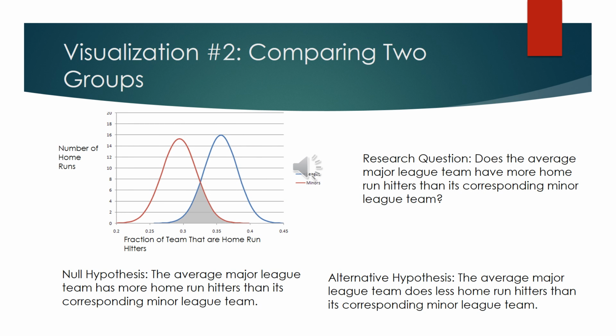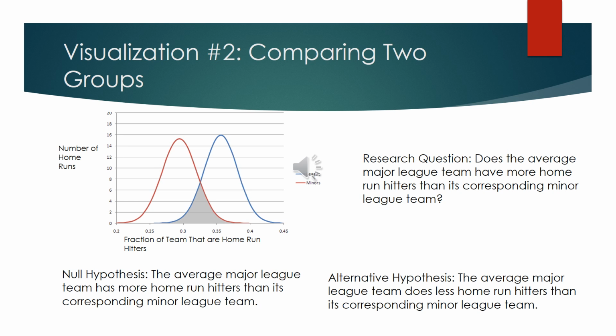In slide 4, we have comparing two groups. The research question for this particular slide: does the average major league team have more home run hitters than its corresponding minor league team? The null hypothesis is the average major league team has more home run hitters than its corresponding minor league team. However, the alternative hypothesis states the average major league team does have less home run hitters than its corresponding minor league team.